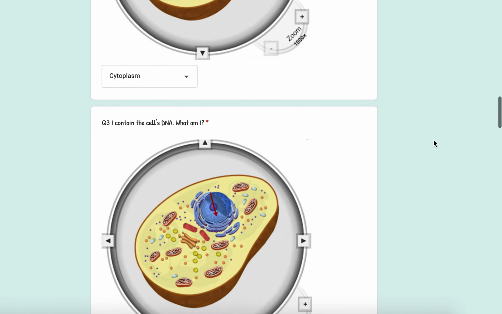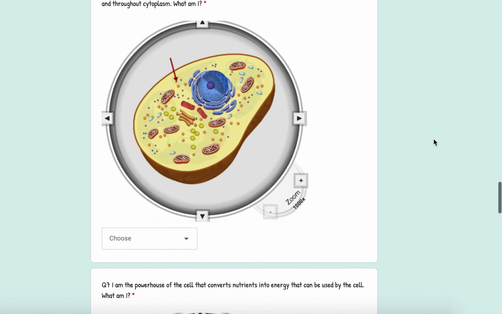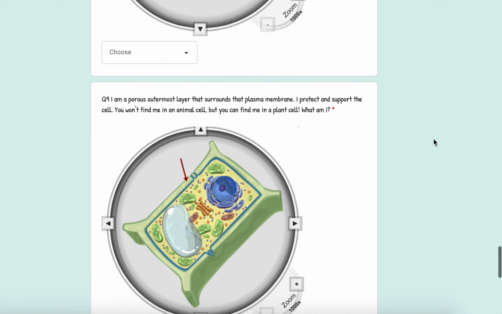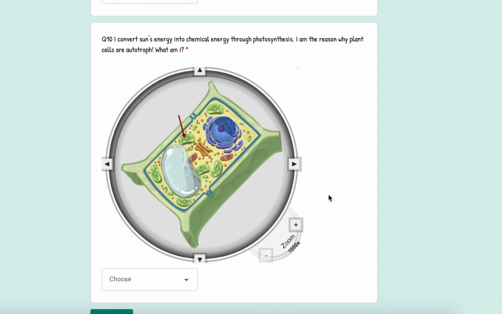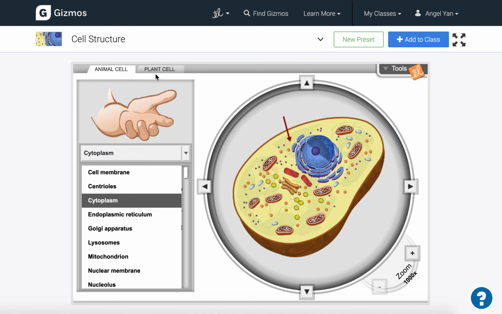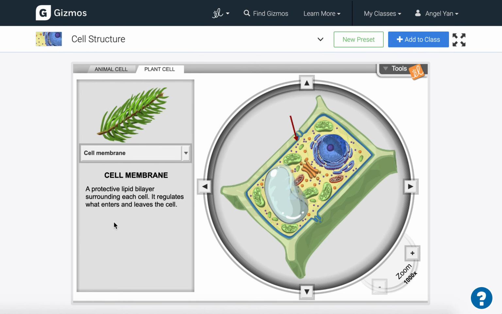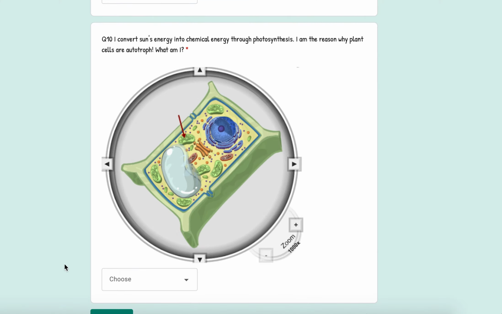Just a reminder, most of this will be based on animal cells, but the last two questions, question 9 and question 10, are organelles that only plant cells have. So make sure to click on the plant cell to find the organelles for question 9 and question 10.